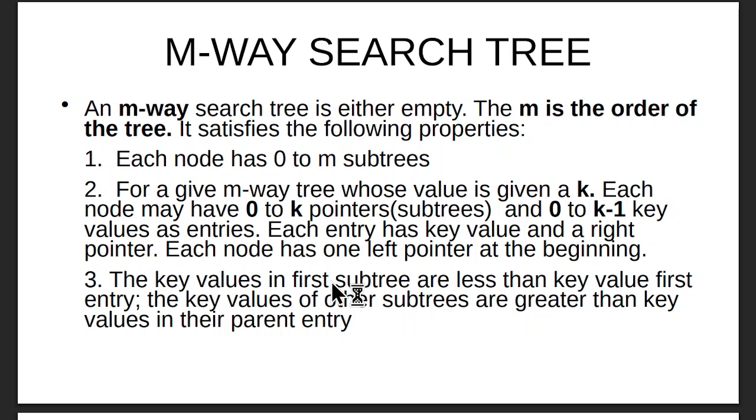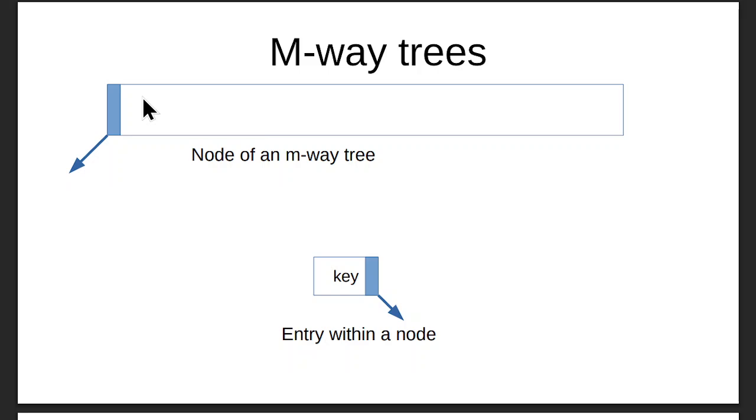The number of subtrees is the same as the value of M. So if it is a 4-way tree, then you have 4 pointers, or 4 subtrees. But the number of entries is always one less than that, which is, for an M-way search tree, there will be M minus 1 entries. So here is the structure of an M-way tree.